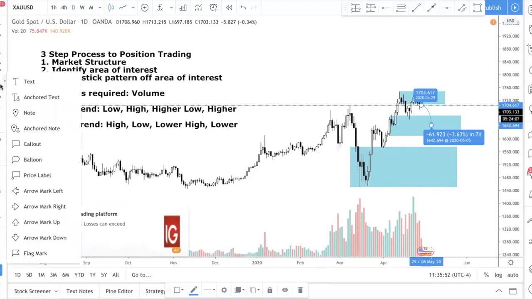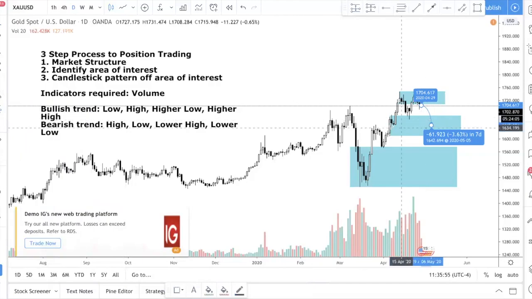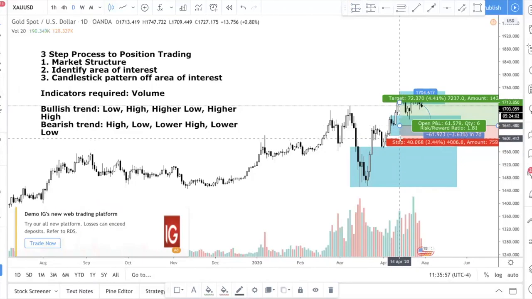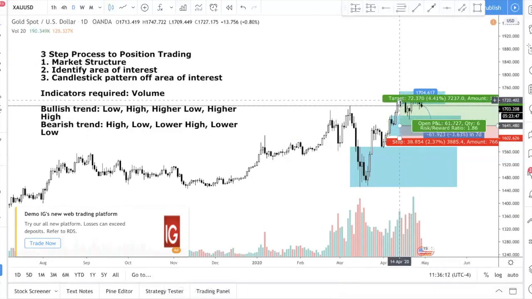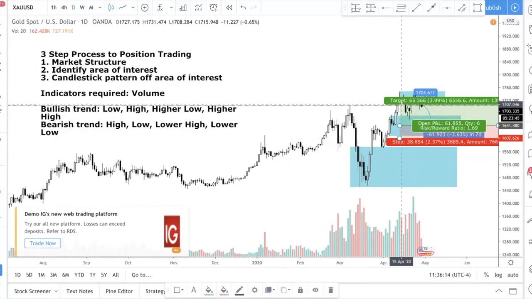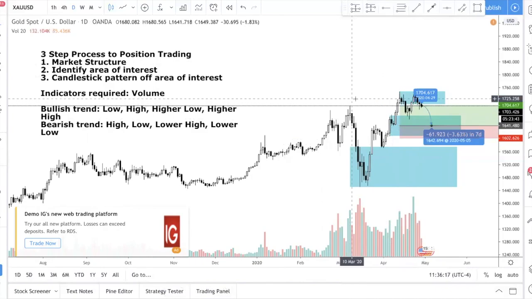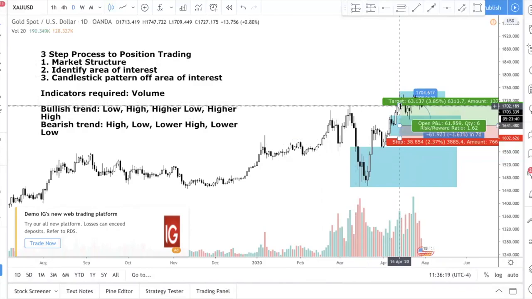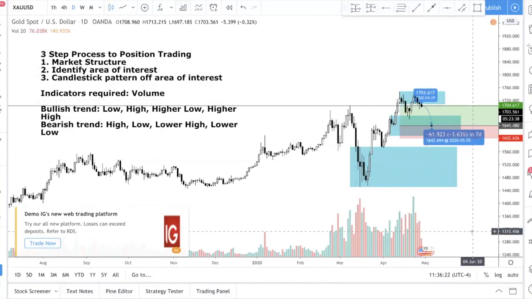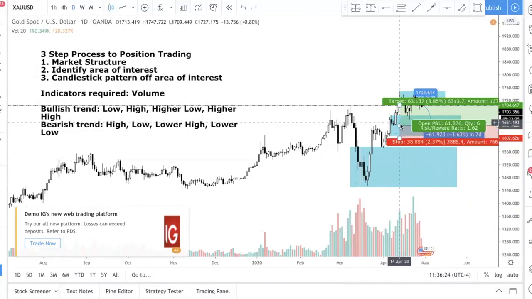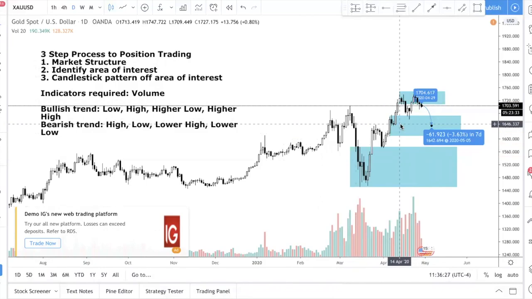Let me just show it to you. Let's say you enter here. Your stop loss has to go here. You can put it just slightly below, with some wiggle room. Wiggle room means you add additional space, because sometimes price will overshoot the zone by a bit. And your target will be the next zone, so in this case, this zone over here. If you want to play it safe, then you can take profit just before the zone, so in this case, something like this. So that's how you actually position trade.